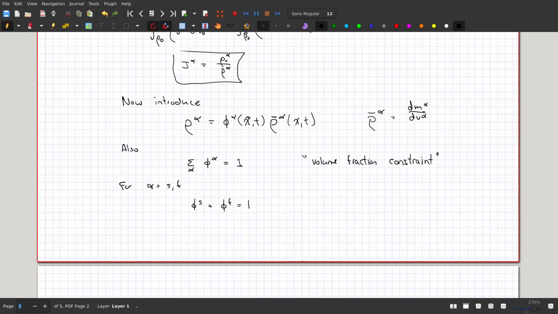So if we plug this relationship for the density, the volume fraction times the local density, into the statement of conservation of mass up there, then we have the same statement of conservation of mass, but just in terms of the local densities. So we'll have J alpha equal to phi 0 alpha rho bar 0 alpha over phi alpha rho bar alpha.